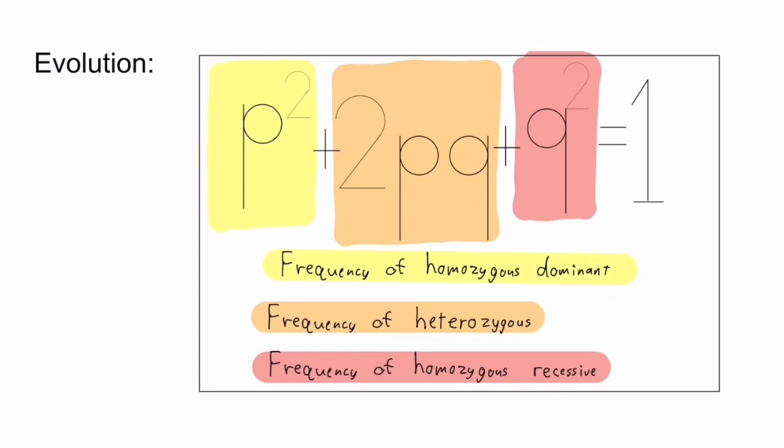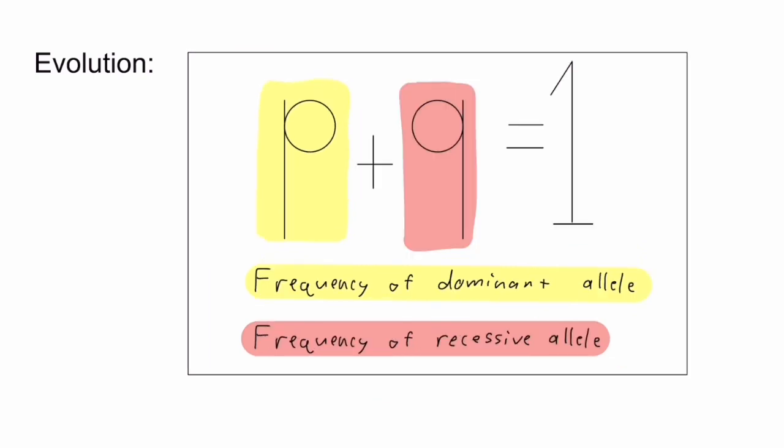Evolution. The first part of the Hardy-Weinberg equation is p to the power of 2 plus 2pq plus q to the power of 2 is equal to 1. In this equation, p squared represents the frequency of homozygous dominant people in the population. 2pq represents the frequency of heterozygous people in the population. The q squared represents the frequency of homozygous recessive in the population. The second part is p plus q equals 1. In this equation, p represents the frequency of the dominant allele, and q represents the frequency of the recessive allele.